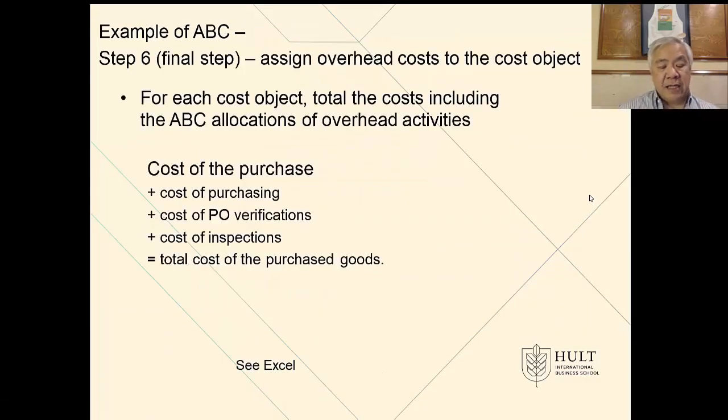Next, we're going to look at how you would allocate this generally across all the products. So what we would do is take the cost of the purchase itself, steel or plastic or whatever. We would then add the cost of purchasing, and that was $91.75, and then add the cost of PO verifications, which is about $4, and then add the cost of inspections, which is 7% of the value of the shipment, and then that equals the total cost of the purchased goods. So again, what we're doing is we know that we bought steel, but the overhead was, without ABC, just charged in one big bucket, but here we can actually allocate costs and load up the cost of getting that steel into the company.